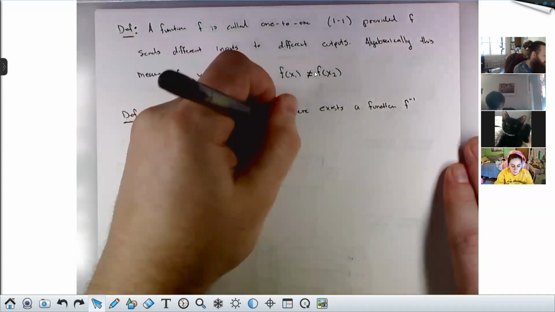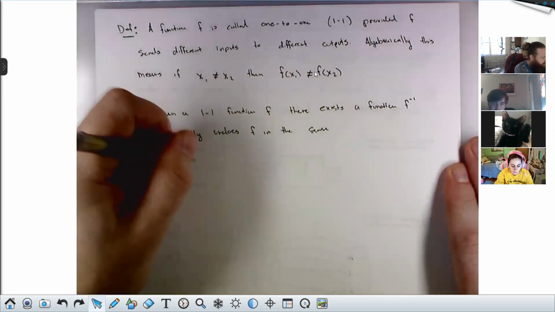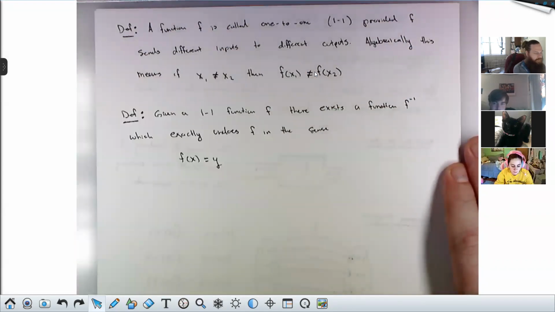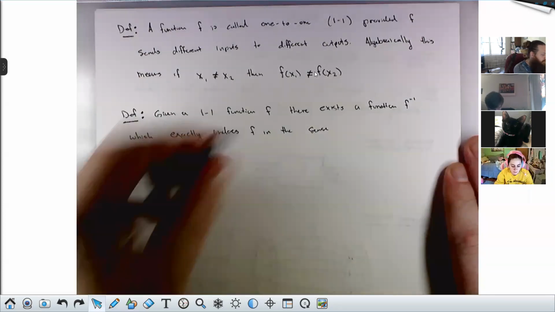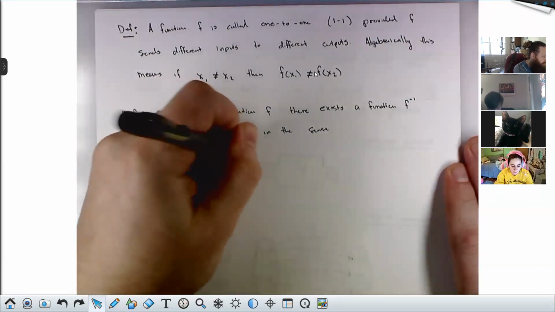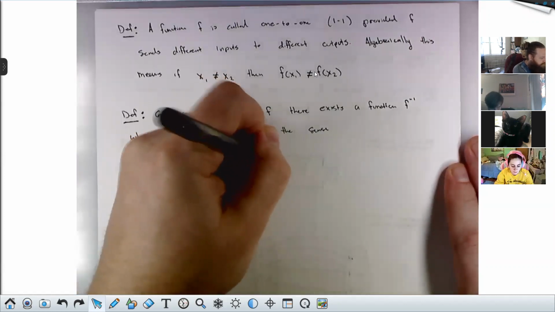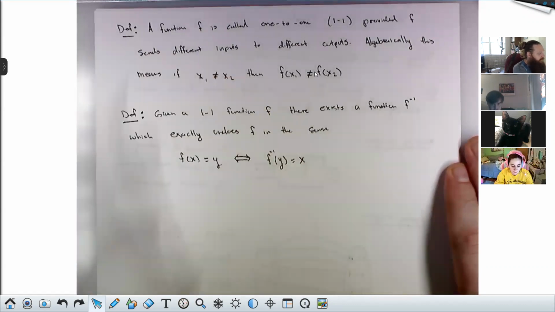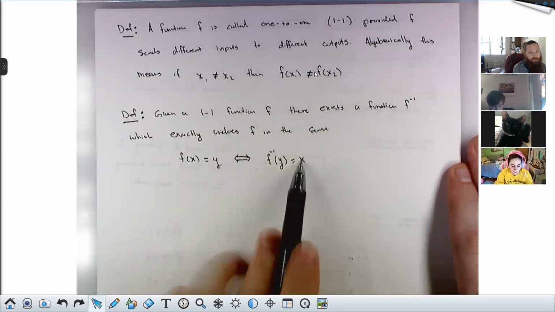In the sense that if f of x is equal to y, in other words, if f sends the input x to the output y, then that is equivalent to saying f inverse of y is x. So if f sends x to y, f inverse sends y back home to x.